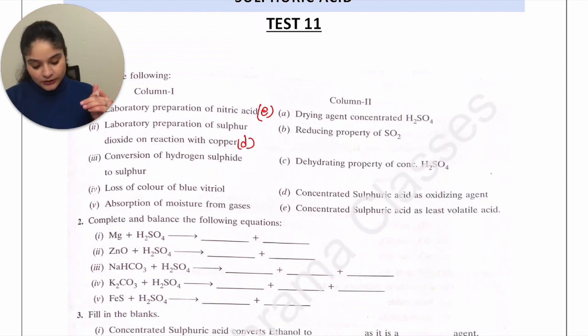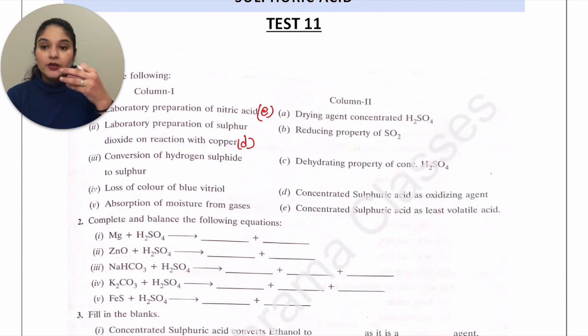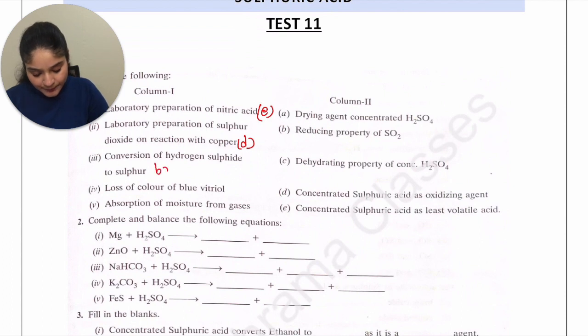Now the next is conversion of hydrogen sulfide to sulfur. So when you're converting hydrogen sulfide to sulfur, you're reducing something. So you're using the reducing property of sulfur dioxide. So the answer will be B.